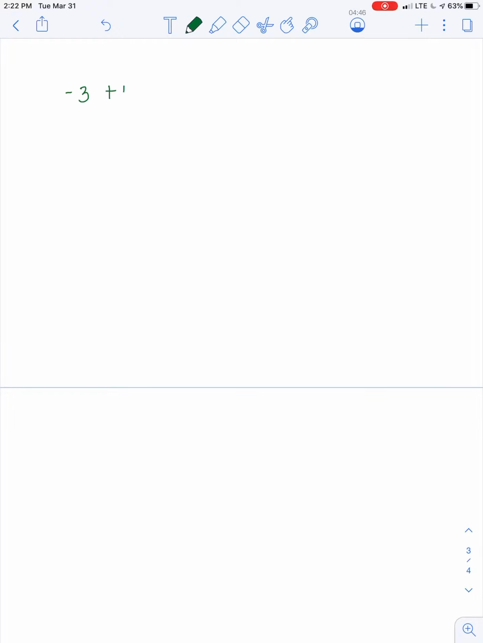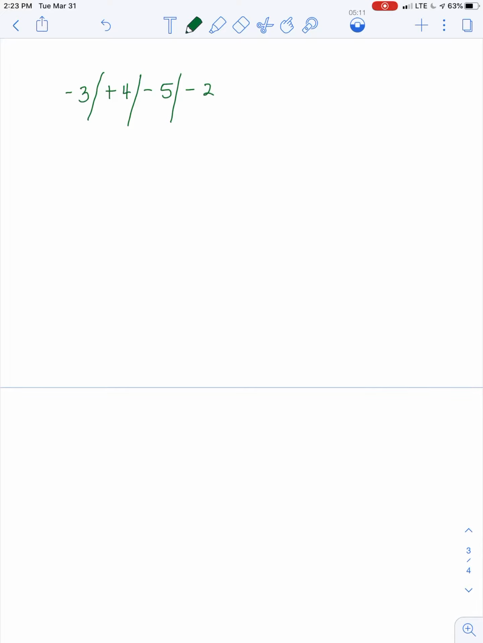So if I have negative 3 plus 4 minus 5 minus 2, I have no parentheses here, but I need to know exactly what's going on with each one of my signs and each one of my numbers. So I'm going to categorize them. So I start with a negative 3, I'm adding 4, I'm subtracting 5, and I'm subtracting 2. Now we can simply add algebraically.